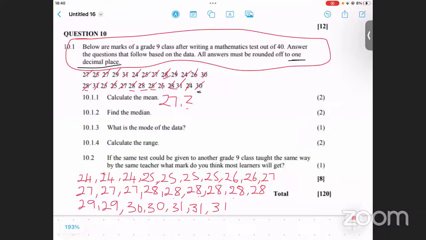So guys, you must not overlook this important information there. Make sure that you pay much attention to it. Then 10.1.2, find the median. What is our median, Busisi? What's going to be our median for this data?